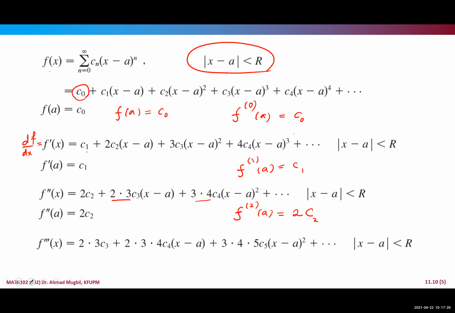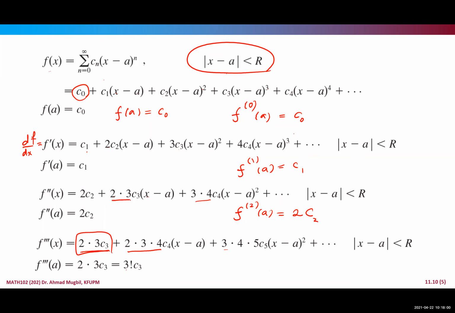Differentiate for the third time, this will be 0, the derivative of this will be 0, the derivative here will be 2 times 3 times c3 times x, the derivative of x is 1. Then here you will have 2 times 3 times 4, c4, x minus a. Then 3, 4, 5, c5 to the power 2, and so on. If you evaluate the third derivative at a, this will be 0, 0, you will be left with this: 2 times 3 times c3.